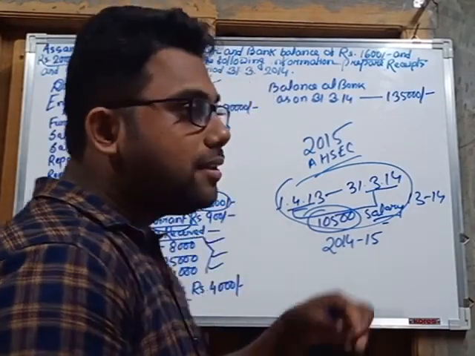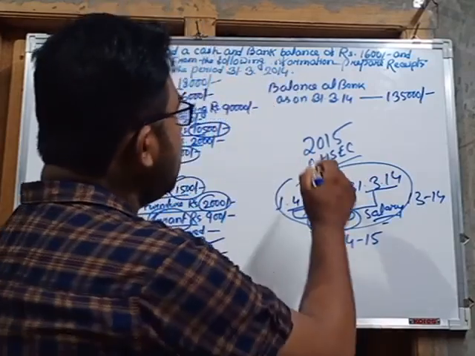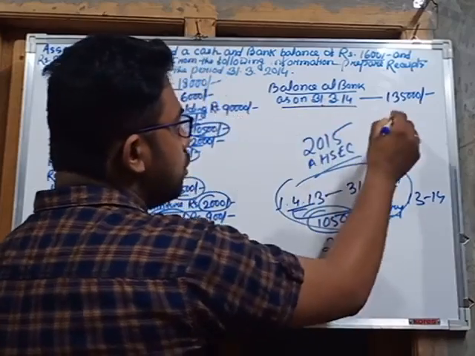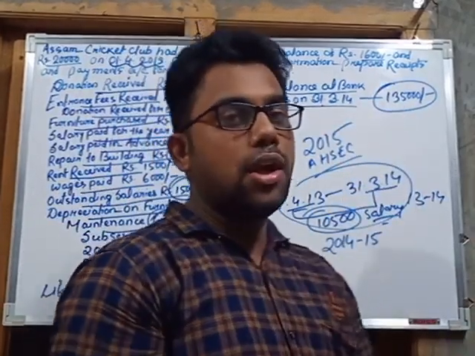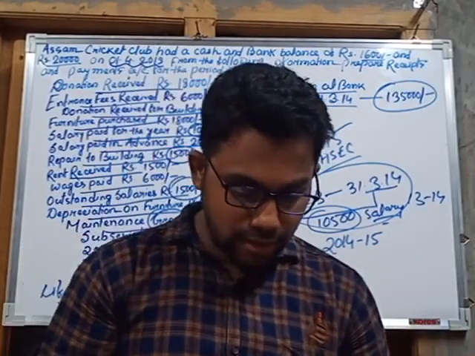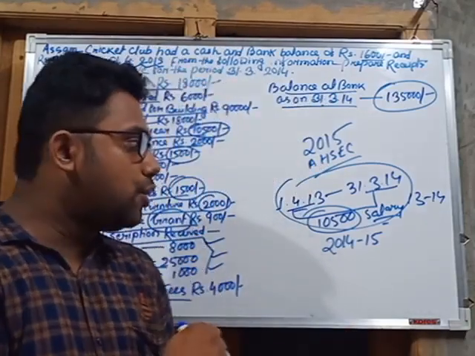And the last, we need the balance of cash or balance of bank. So here it is given, balance at bank as on 31st March 2014, 1,35,000. That means whatever balance we find will be the cash in hand at the end of the year. So this is the question that we are going to solve today. So note it.